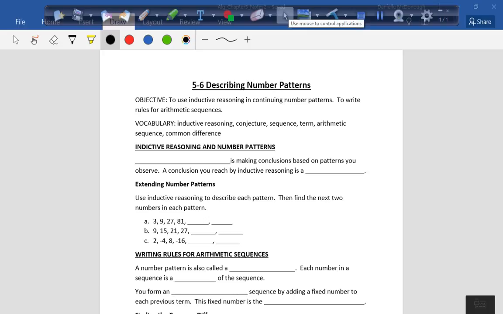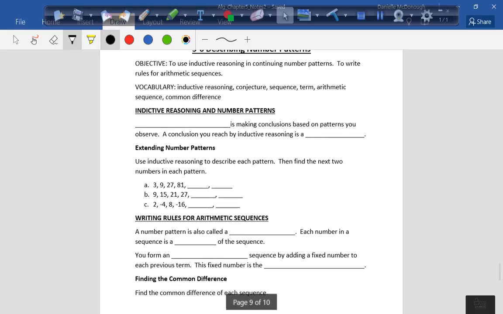Hey guys, we're on our last section of Chapter 5, and this one is on describing number patterns. The objective is to use inductive reasoning in continuing number patterns and to write rules for arithmetic sequences.